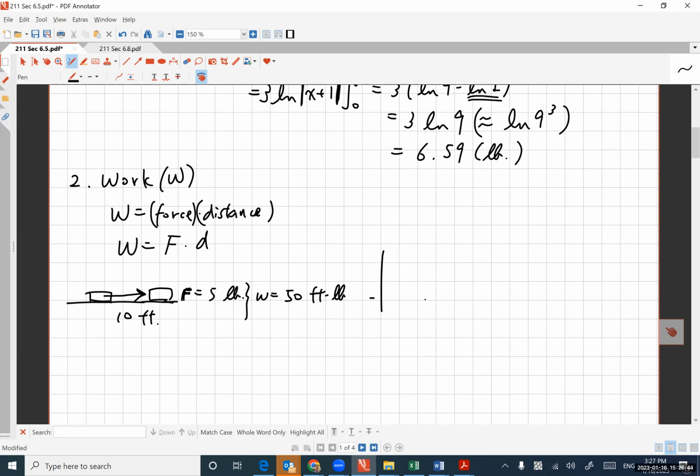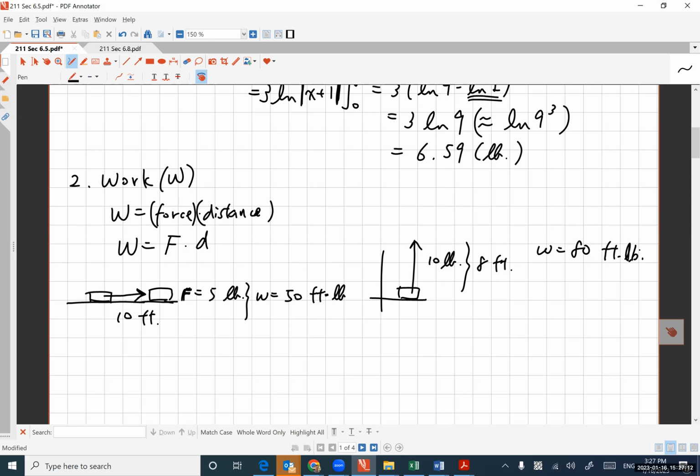Or if you have something you lift vertically up, let's say you move this with a force of 10 pounds, and let's say this is 8 feet, of course, then the work is 80 foot-pounds, right? So there's nothing to it.